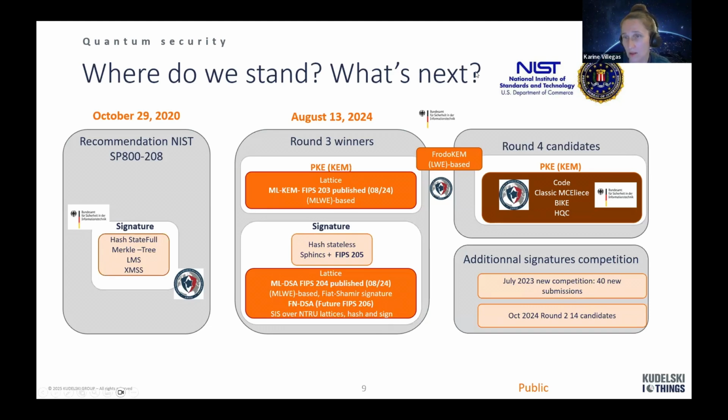On the right side, you can see that there are many more candidates and much more choice in the future that we will have to consider in terms of implementation and check if they would be efficient or not for constrained devices.